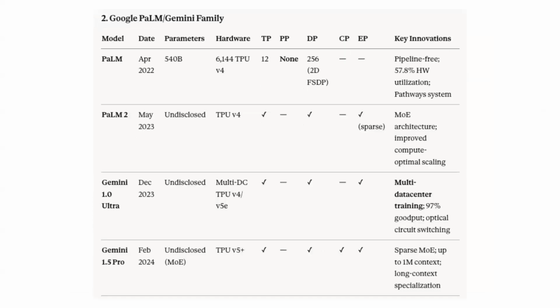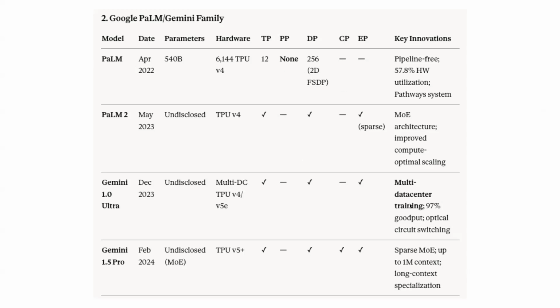All right, on to the next one. Google, PaLM, Gemini family. So there, the picture looks fairly similar, right? Well, they start with tensor parallelism straight away. Everybody, and this is probably a spoiler, everybody does data parallelism. This is the basic parallelization strategy, the foundation. And Google starts with tensor parallelism straight away.